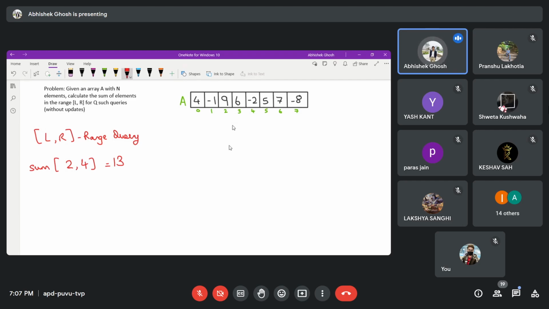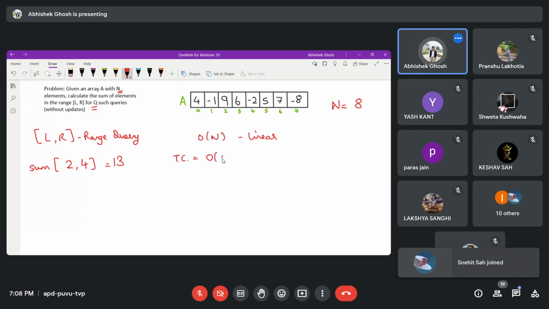The first and foremost, most basic approach would be to start a loop from 2 and go up till 4 and sum your elements in it, right? In the worst case, this would be an order of n approach, or I should say a linear time approach for each query. And you're provided q such queries and your size is n. For this array, your n is 8 as there are 8 elements from index 0 to 7. For each query, if you're taking order of n time, the total time complexity of this approach would be order of q into n, where q is your number of queries and n is your complexity for each query.